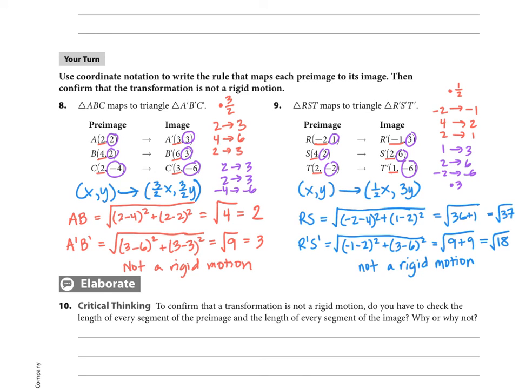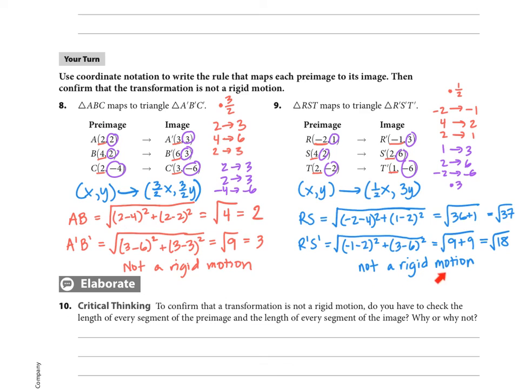And here's a solution for number 9. As you can see, off to the side here in red I figured out that for the x we're multiplying by a half, dividing by 2, same thing here. And then for the y coordinates, multiplying by 3 to get from the pre-image to the image. Here's my rule and my work showing that RS is not the same as R prime S prime. Their lengths are right here, square root of 37 compared to square root of 18. So not a rigid motion. That's what that helps us prove.